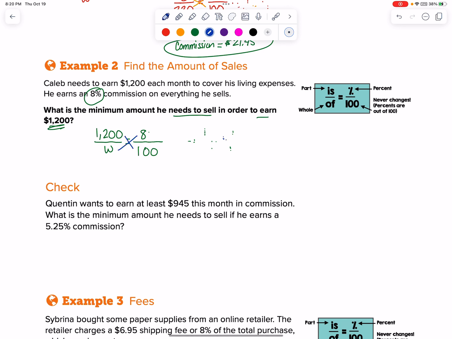We have our 8W equals times 100 is going to be swoop, swoop. Okay, so write down your digits, 1, 2, 0, 0, 0, 0. Okay, and so how do we get W by itself? Divide 8 on both sides, and we get, let's see what we should call this. What's the minimum amount he needs to sell?